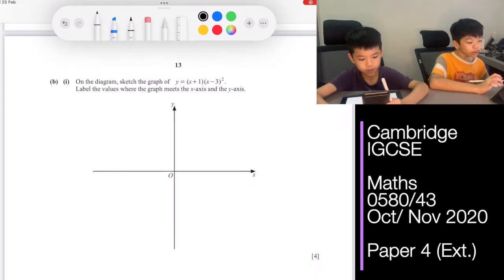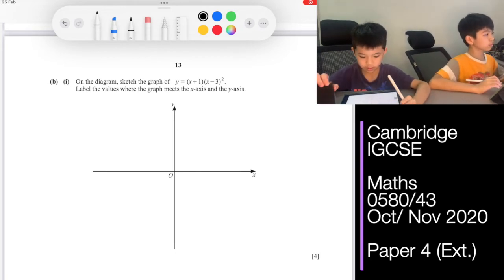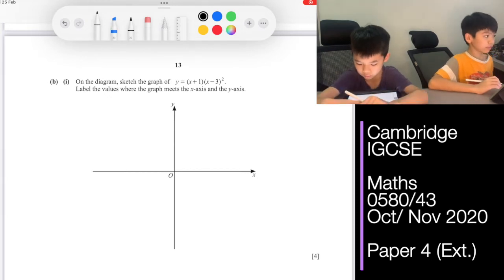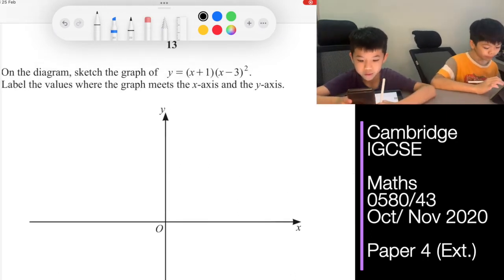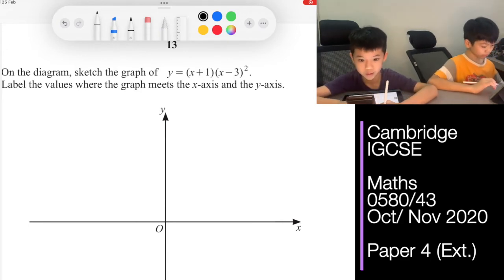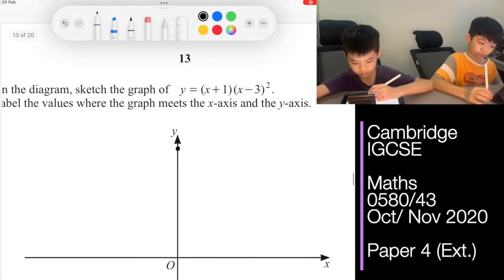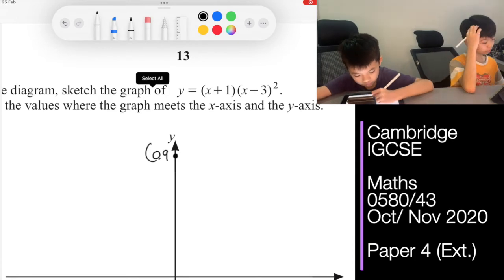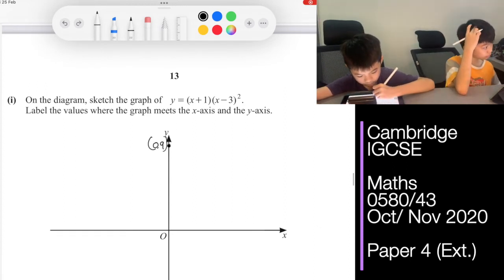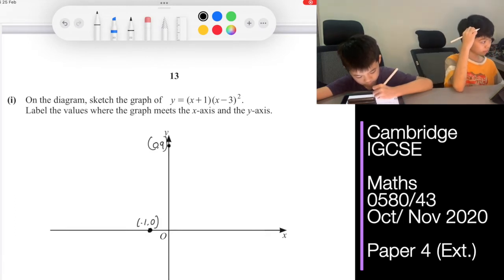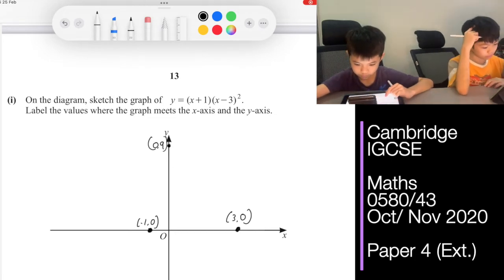That's the gradient. Okay, for question B1, on the diagram, sketch the graph of y equals x plus 1 times x minus 3 squared. Label the values where the graph meets the x-axis and the y-axis. So, when x is 0, y is 1 times negative 3 squared, which is 1 times 9. So x is 0, y is 9. Then when y is 0, x is either negative 1 or x is 3.